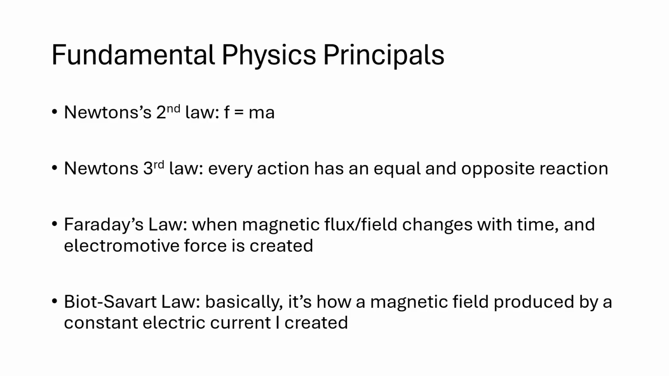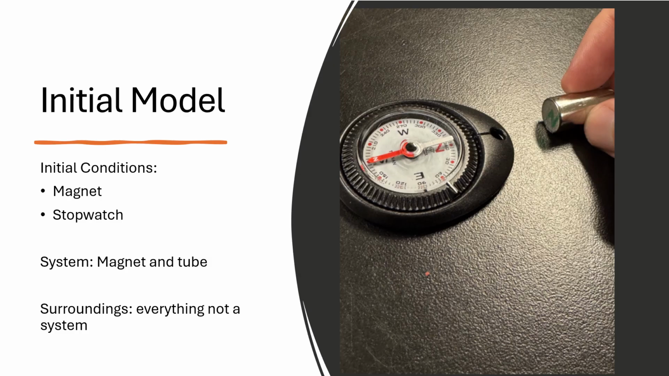There's Faraday's law, which is when a magnetic flux or field changes with time, it creates an electromotive force. And the Biot-Savart law, an equation that says how a magnetic field is produced by a constant electric current. So here's the initial model. That would be the picture.